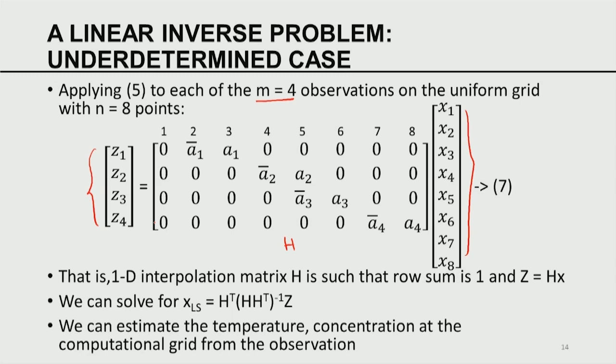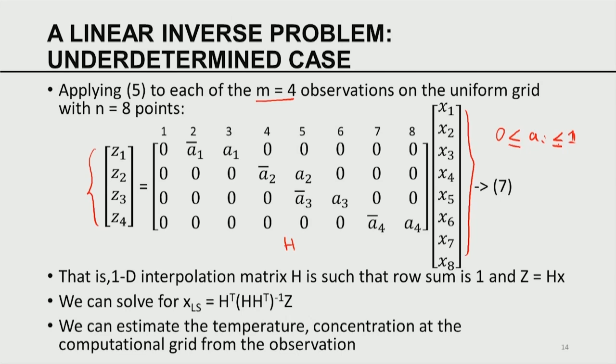And you can see in every row there are more zeros than non-zeros. Further, the sum of the non-zero elements in each row is 1. A1 need not be equal to A2, need not be equal to A3, need not be equal to A4. A1, A2, A3 are numbers in the interval 0 to 1. When Ai is 1, it lies on the grid point. When Ai is 0, also the observation lies on the grid point. So we are simply assuming for generality that the observation location and the grid point locations are not the same.